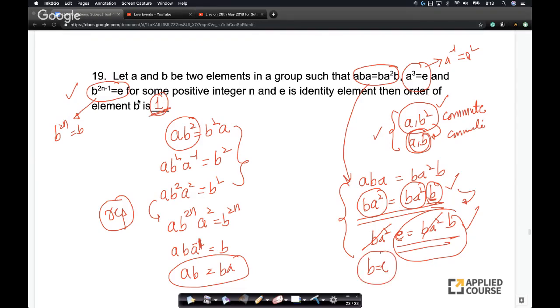So because B is equal to E, the order of the identity element is 1. Okay, so this was a hard problem, to be honest with you. I actually struggled to solve this problem. It took me quite some time, I think maybe 10 to 12 minutes. It took me some time to figure out that first I had to prove this, then I had to prove this. So this problem is certainly above the GATE level, to be honest with you. So now let's look at the 20th question.